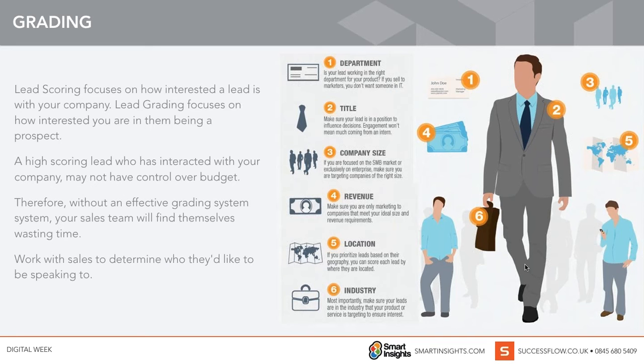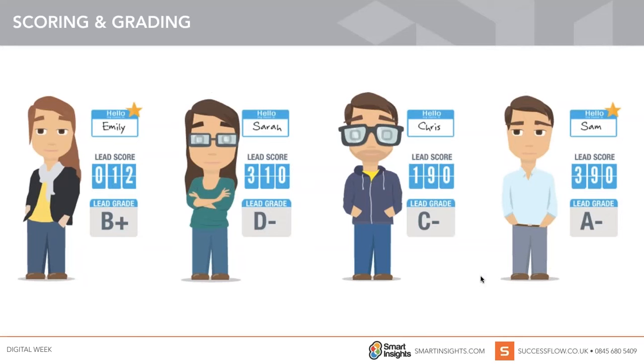You apply the two together, and now you know how interested they are in you, the score, and how interested you are in them, the grade. That way you can segment that out to make sure what you're handing over to sales is both showing the right behavior, but also the right attributes as a lead that sales can actually sell into. That way sales are going to be much more confident in the quality of the leads that are coming through to them.